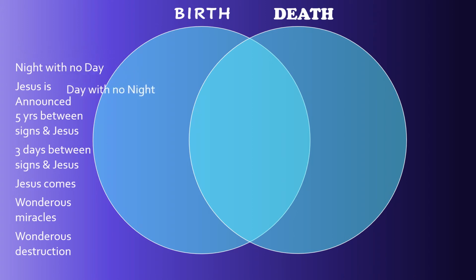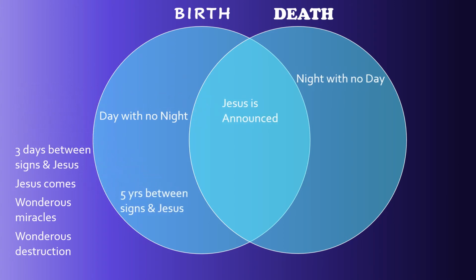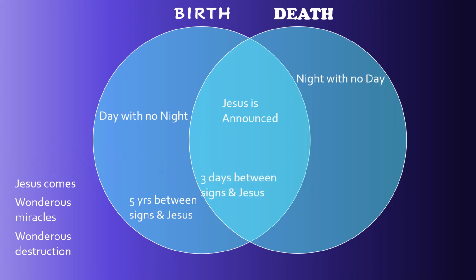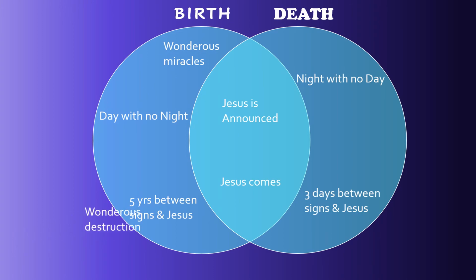There was a day with no night, a night with no day. Jesus was announced. There was 5 years between when the signs occurred and when Jesus appeared. There were 3 days between the signs and when Jesus came. Jesus came, there were wondrous miracles that occurred, and there was wondrous destruction that happened.